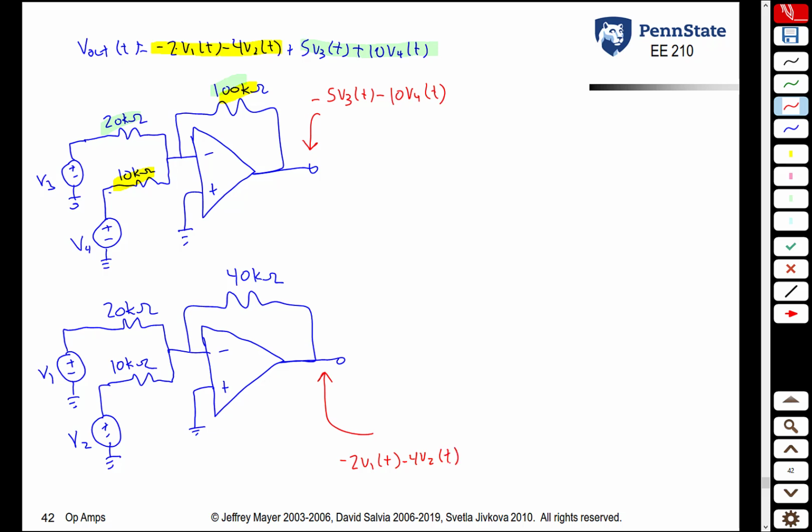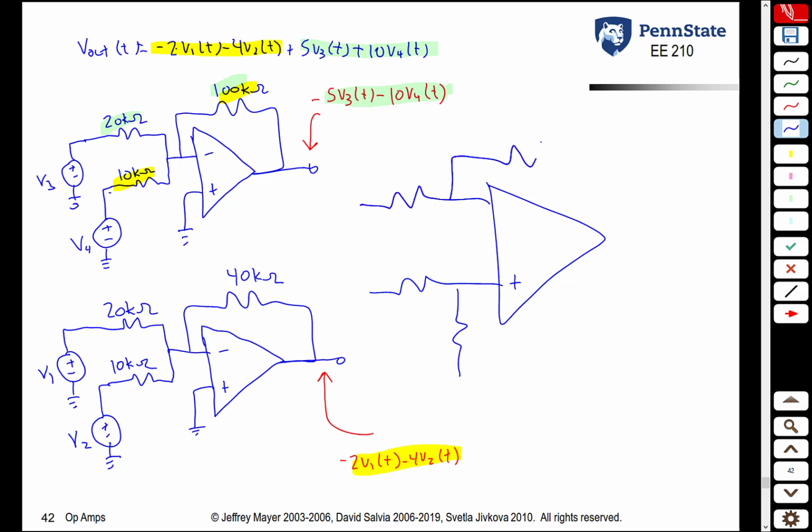Finally, what we want to do is we want to subtract this signal from this signal, because ultimately we want a plus 5V3 and a plus 10V4. So we're subtracting -5V3 minus 10V4 from -2V1 minus 4V2. We do that with a difference amplifier. So a difference amplifier looks like what? You have four resistors, R3, R4, R1, and R2.